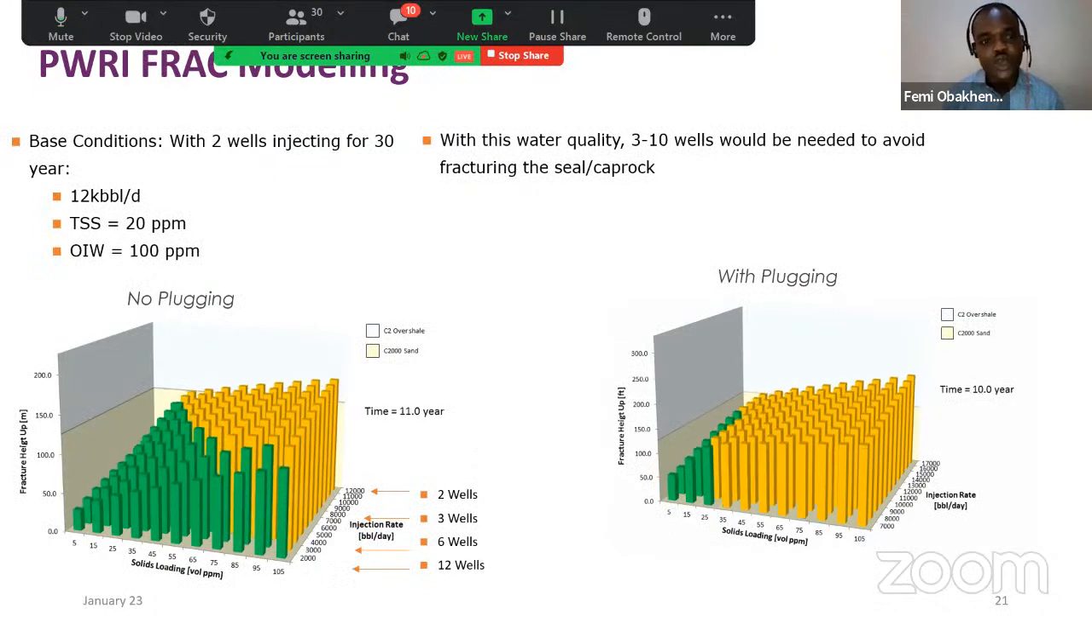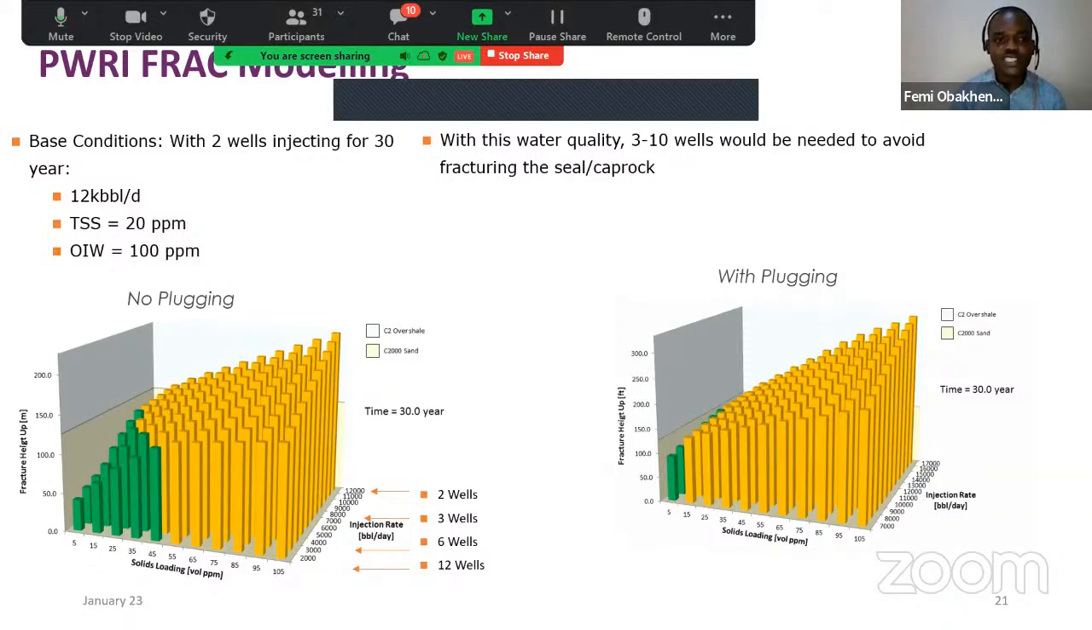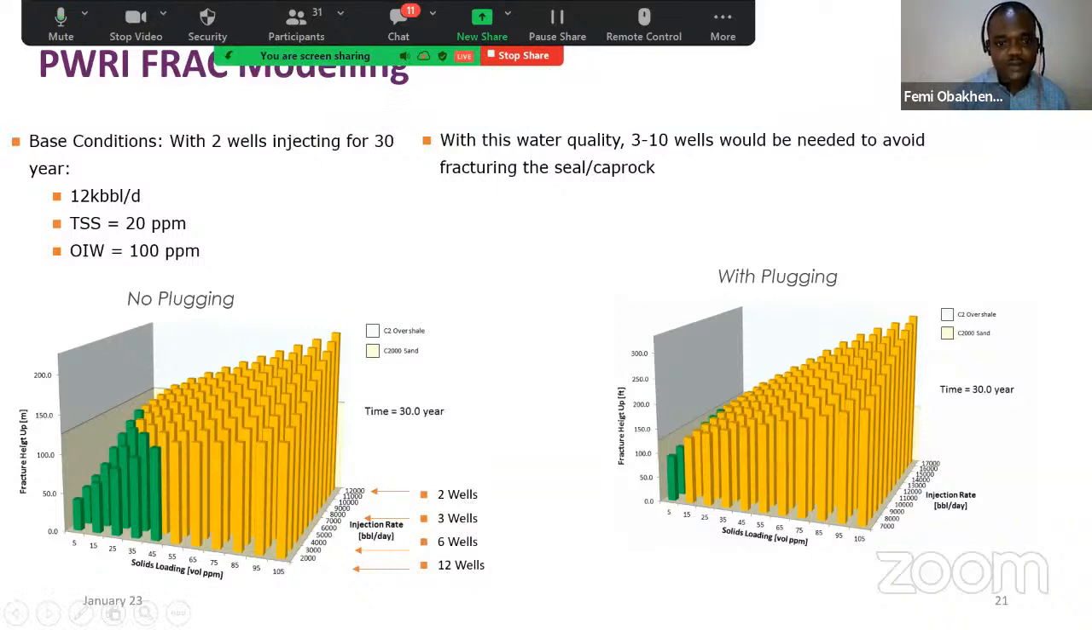This plot just shows you another output from your fracture modeling. What you see here is a plot between the fracture length and solid loading. And of course, on the y-axis, you also see how many wells. You can see that if you use only 2 wells, for this analysis we were using 24,000 barrels of water, and we planned only 2 wells, injecting at 12,000 barrels each. If you do that with just 2 wells, injecting at 12,000 barrels of water per day, you can see from the plot that your fracture will grow out of the reservoir and into the caprock, and you don't want that to happen.